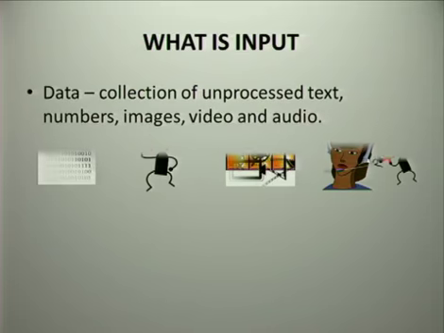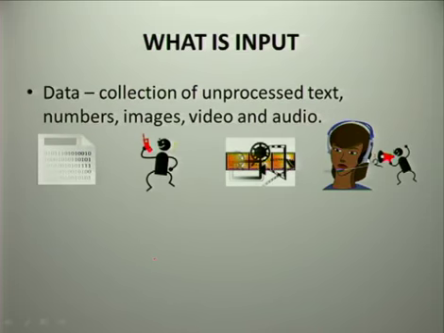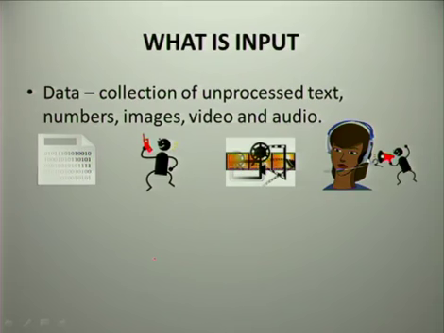Now, what is input? Remember, we spoke of data. We know data is raw, but now in terms of input, input can come in different types of data. This data, we call it a collection of unprocessed text. It can be text, it can be numbers, it can be images, and it can be video or audio.